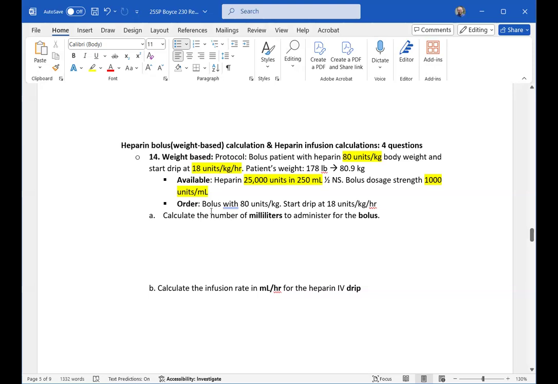So the order repeats the protocol. So you're seeing that same information, right? 80 units per kilogram, 18 units per kilogram per hour. It's just repeating the protocol.